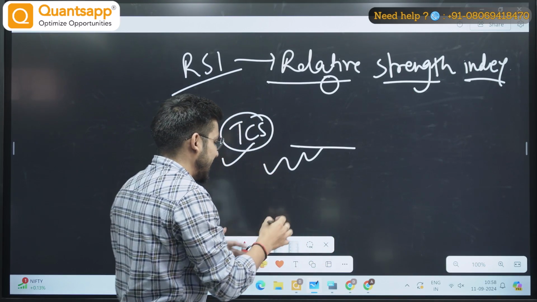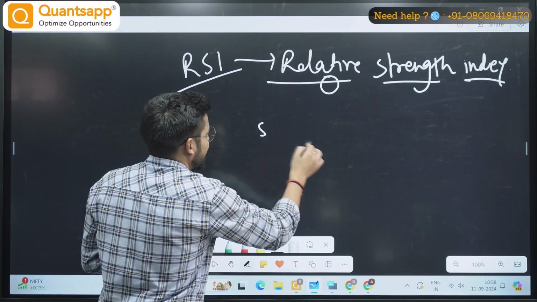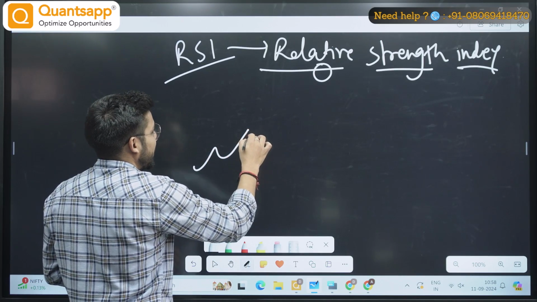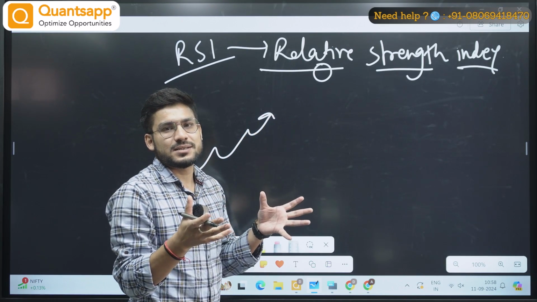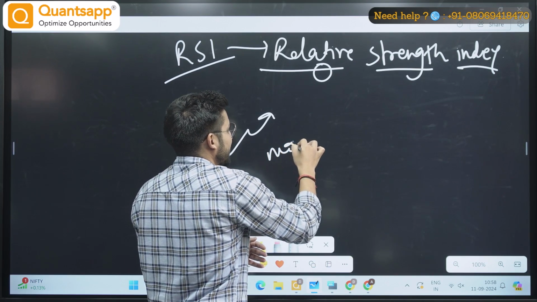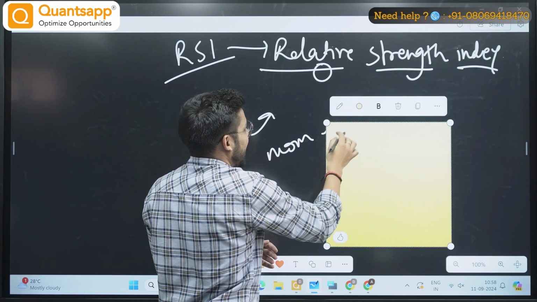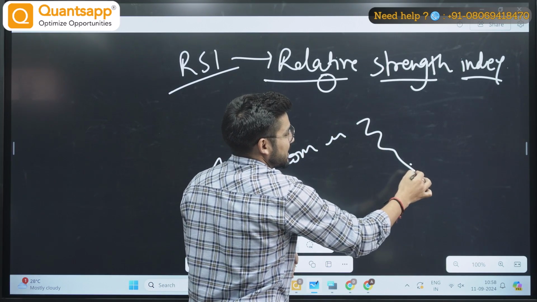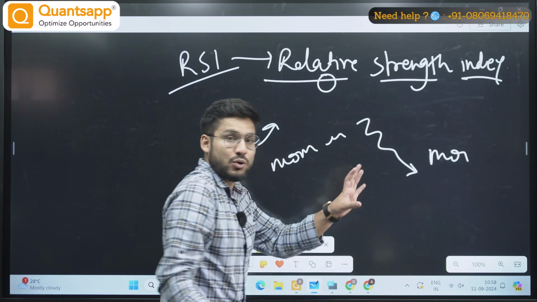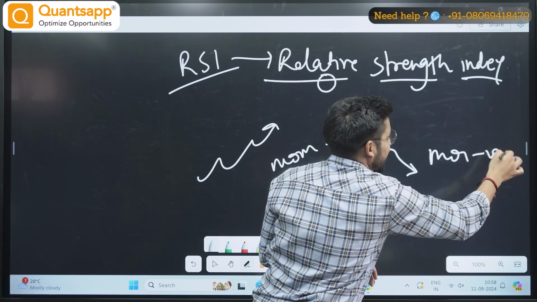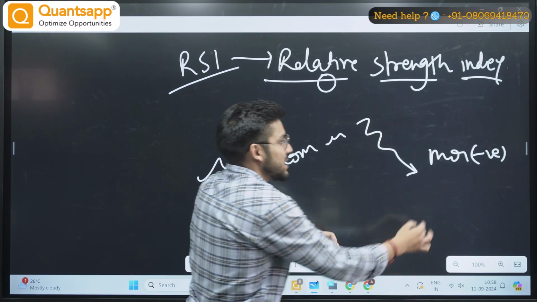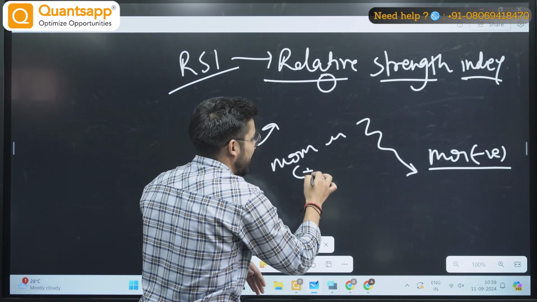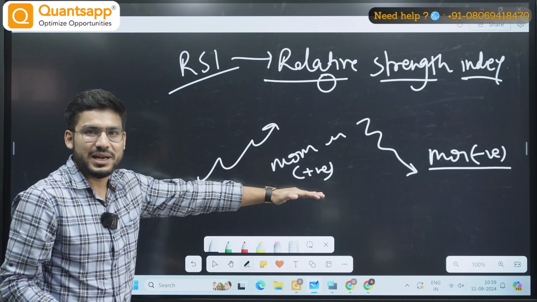If I tell you in short, if the RSI is moving in the upward direction, it means there is momentum in the price. If the RSI is moving in the downward direction, that means there is momentum in the price, but negative momentum. So if RSI is moving downward, negative movement in the price, and if RSI is moving upward, then positive momentum in price. I hope this is clear, right?